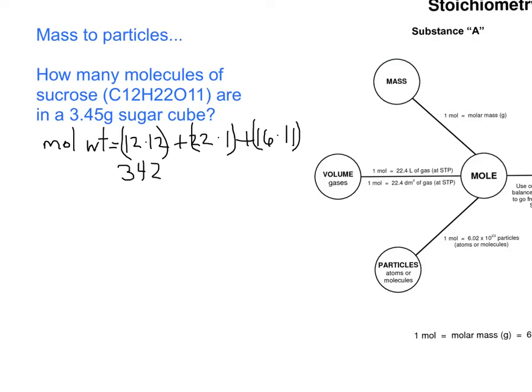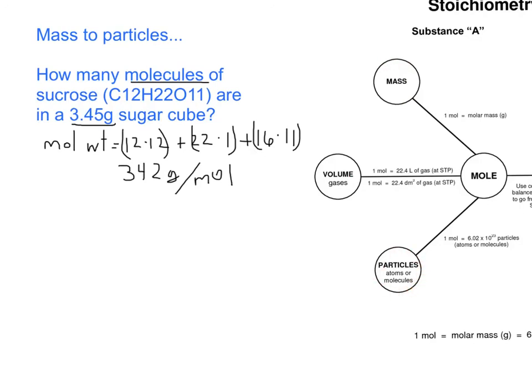342, with no decimal. I rounded grams per mole. All right, now let's look at what we're asked in the question. The starting measurement we're given is a mass, 3.45 grams. We're asked to find molecules. So let's look at our diagram. Here's where we're starting. This is where we want to get to.